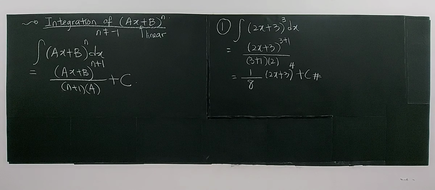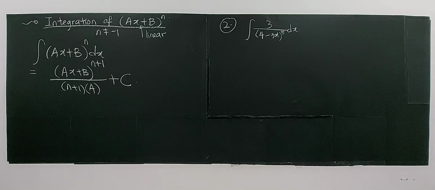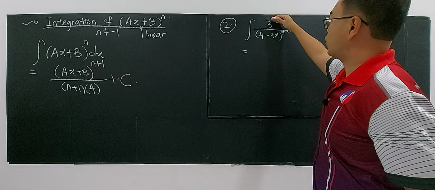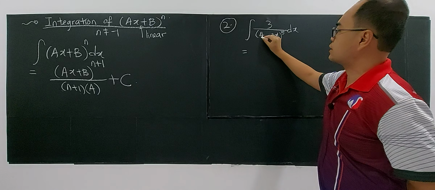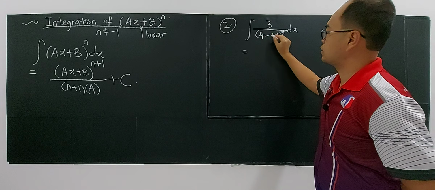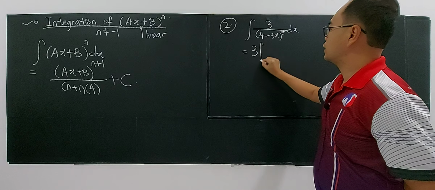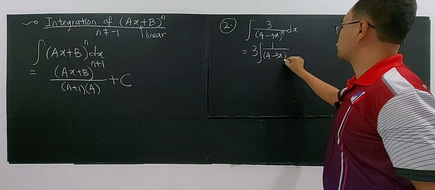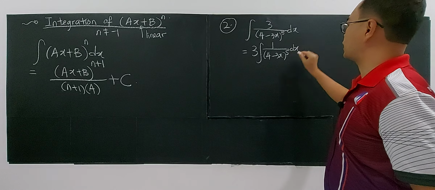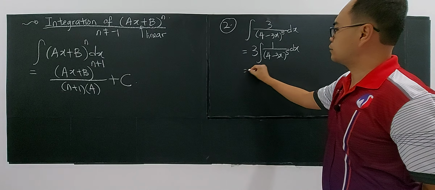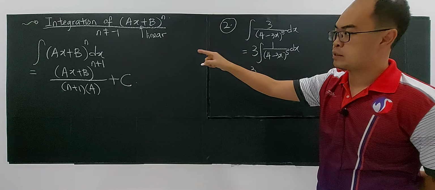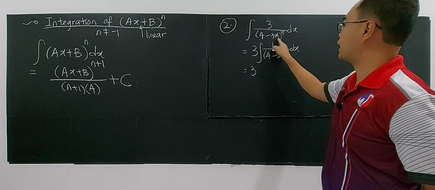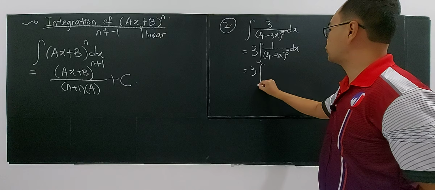So let's move on to another example. Okay, let's continue with this. But you see that this is a linear function here. So I can take out the 3 and I have 1 over (4 minus 3x) to the power of 5. Later I will try using this formula because I can see a linear expression here, ax plus b. So then I'm going to bring this up.